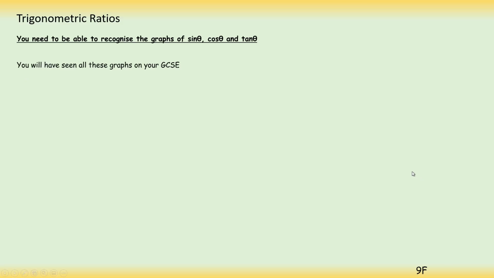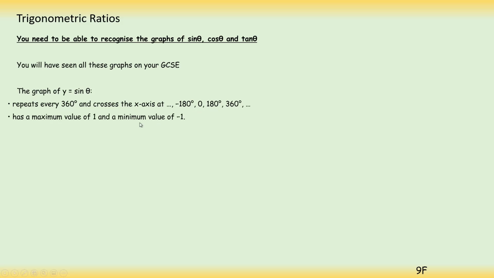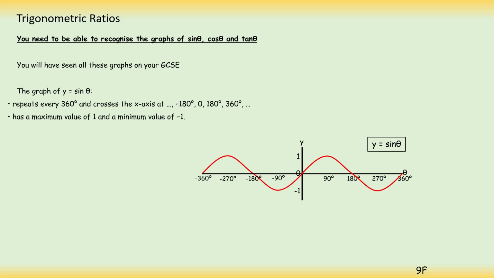So you're going to be making some notes and some sketches, and these are graphs you will be familiar with from GCSE. Sine theta repeats every 360 degrees and it crosses the x-axis at these points: minus 180, 0, 180 and 360. Max 1 and minimum value of minus 1. So when we sketch it, max and min values, those are positive on the y-axis and negative. So sketch them, write the properties down.